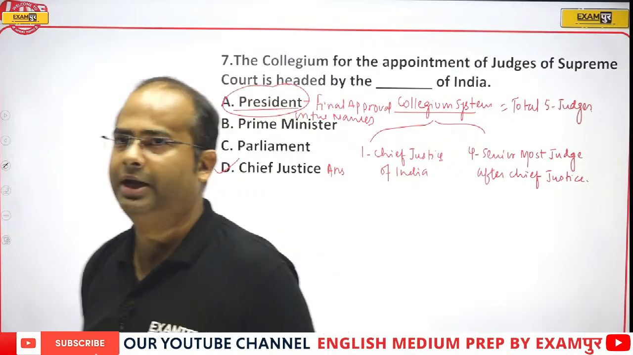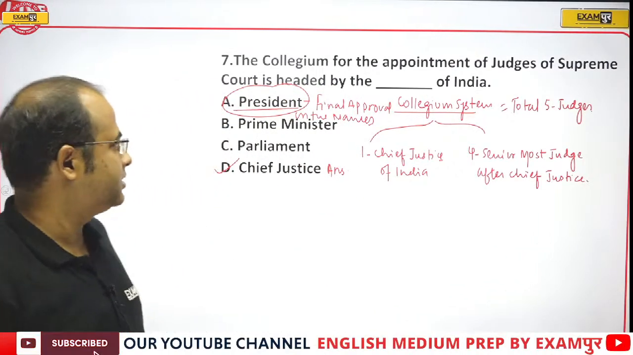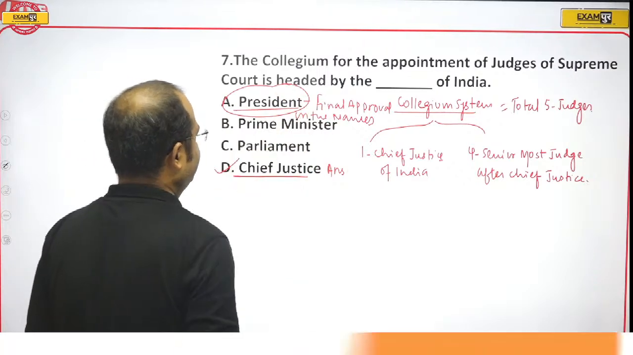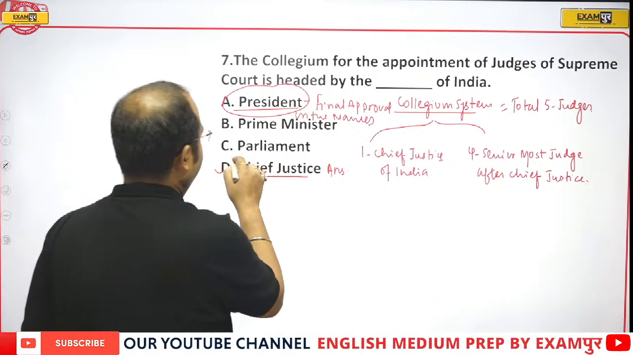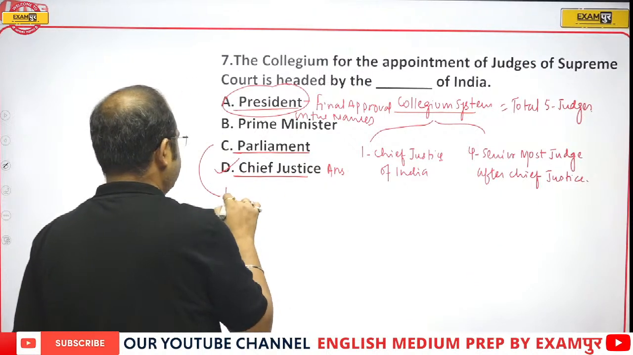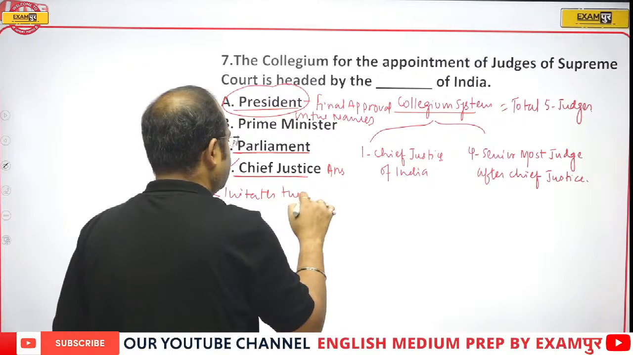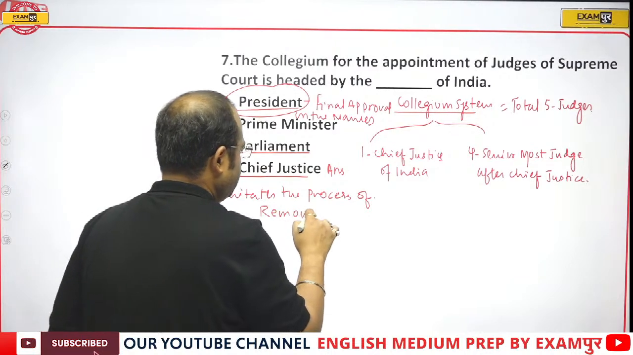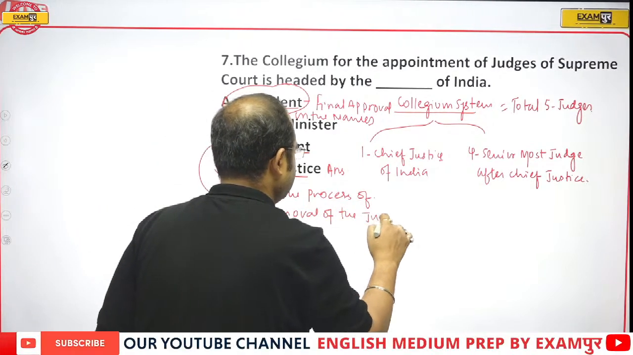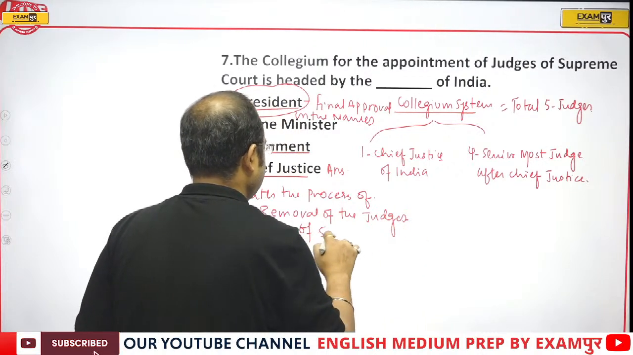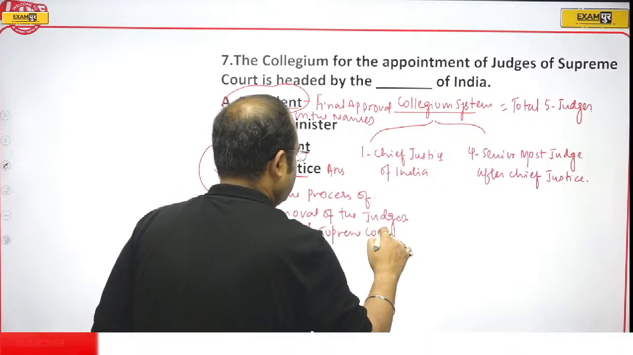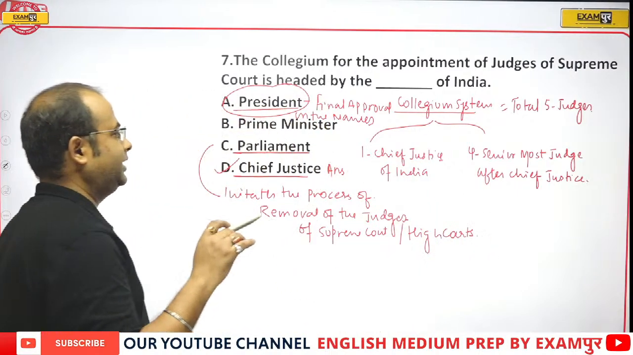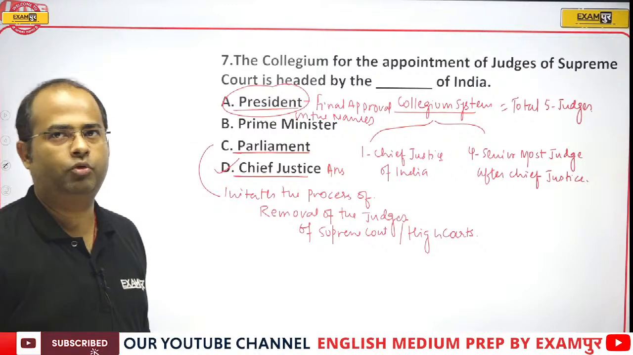So the final approval on the names is given by the President, the Chief Justice leads the collegium, and Parliament initiates the process of removal of the judges of the Supreme Court and High Courts.